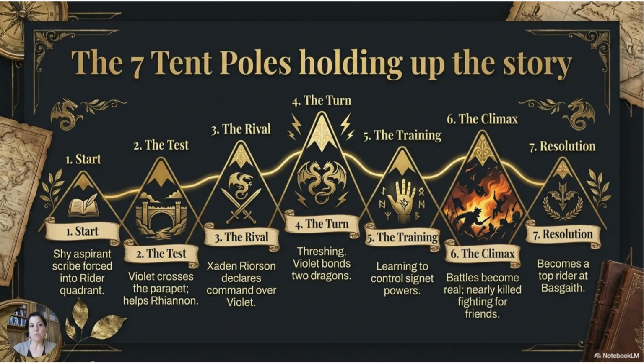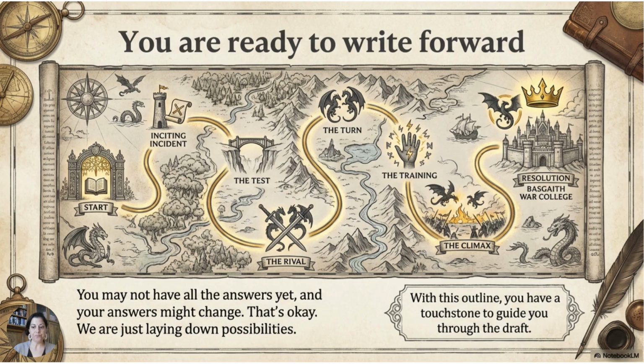We can have a scene by scene outline later in the writing process when it's actually going to be beneficial for us. For now, we want to let those creativity juices flow. You are ready to write forward at this point.